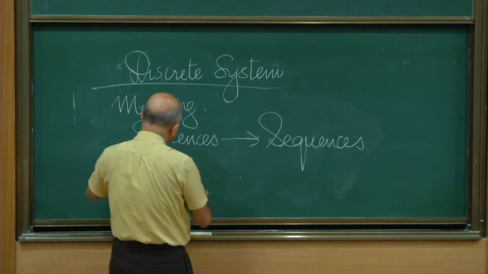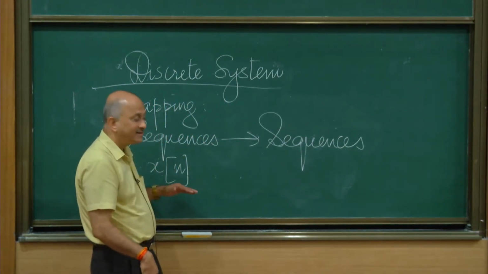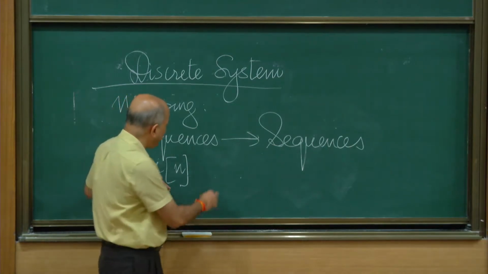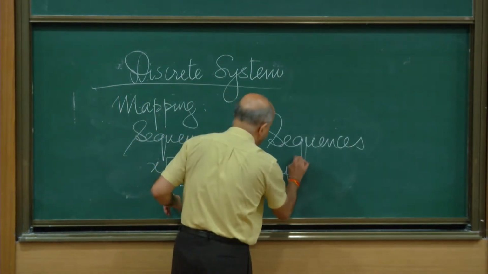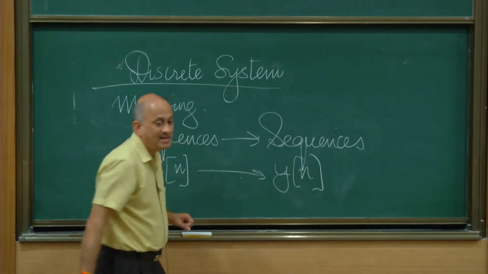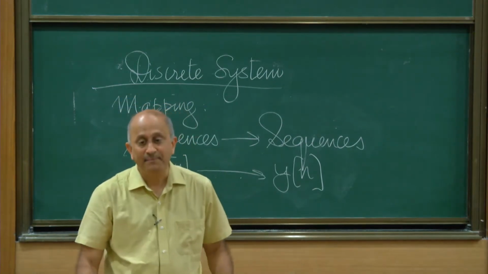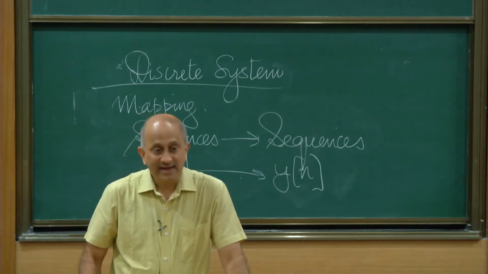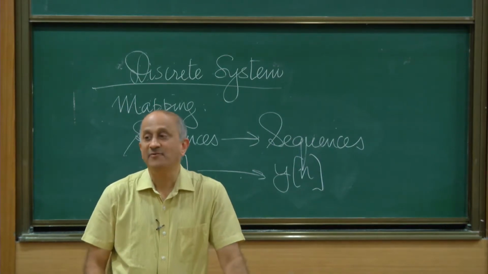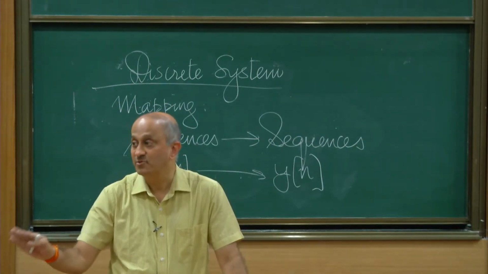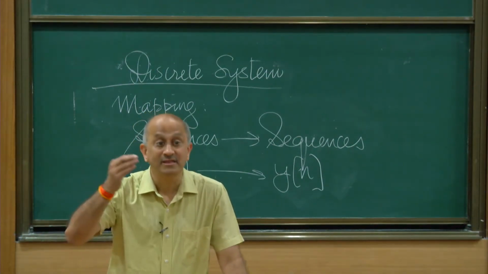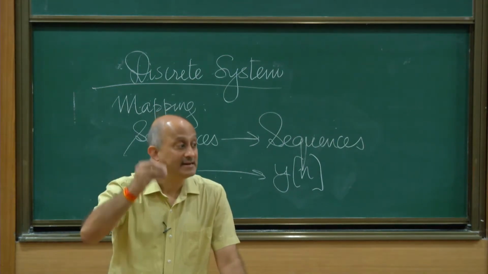Now, in a system, we will prefer to use some standard notation. So, we will say x[n] maps to the sequence y[n]. Now, here you must be careful. You must not think of this as a mapping from x[n] at a particular value of n to y[n] at that particular value of n. No, that's not the way it should be. That's one possible system. It's a very restricted class of systems.